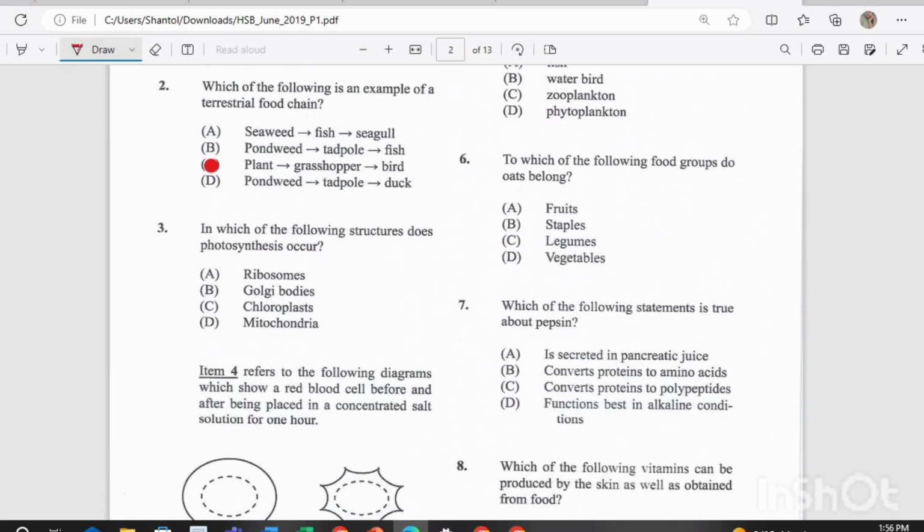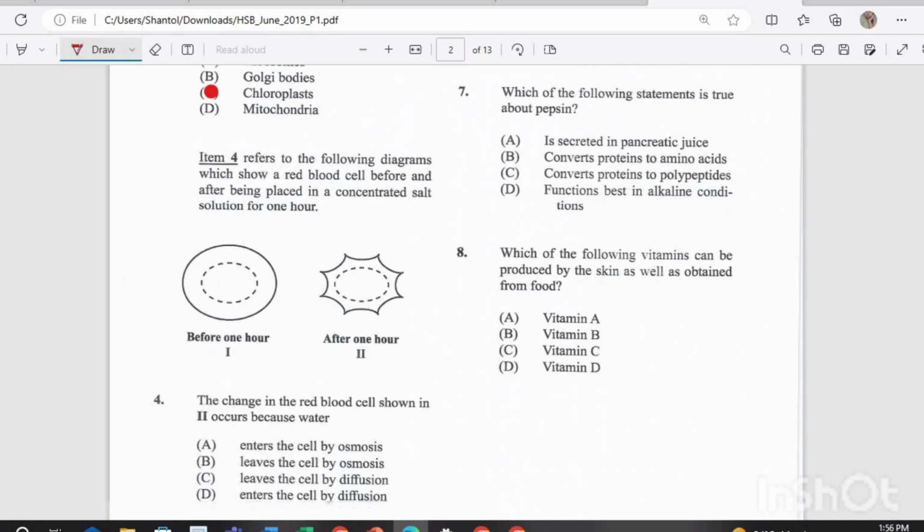Question 3. In which of the following structures does photosynthesis occur? Is it A. Ribosomes, B. Golgi bodies, C. Chloroplasts, or D. Mitochondria? If you answered C. Chloroplasts, you are correct.